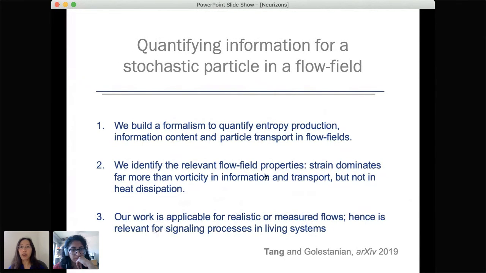And here then we identify which are the most relevant flow properties, where it's strain instead of rotation, and when something matters. And we can apply this formalism to realistic or measured flows, and hence this could be relevant for signaling processes, such as the ones that I had mentioned in the introduction of this section.